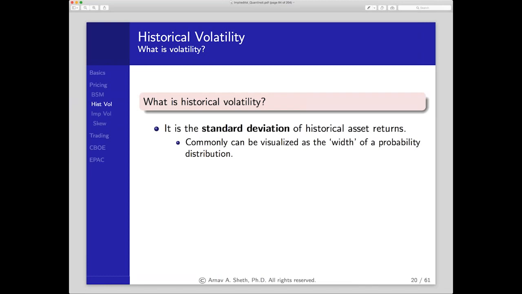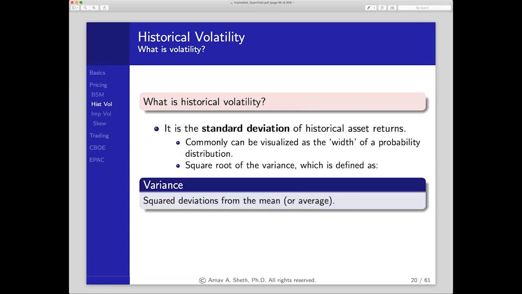So what do we mean when we say standard deviation? This is a measure that was, I'm sure some of you will be happy to hear, borrowed from engineering and physics when we look at natural phenomena. It is measured as the width of a probability distribution, and it's the square root of the variance. When we talk about the variance, we're talking about squared deviations from the mean, or the average. So already we can see one problem with this. The higher the standard deviation, the higher the volatility, the greater the fluctuation in the asset returns, the greater the standard deviation.